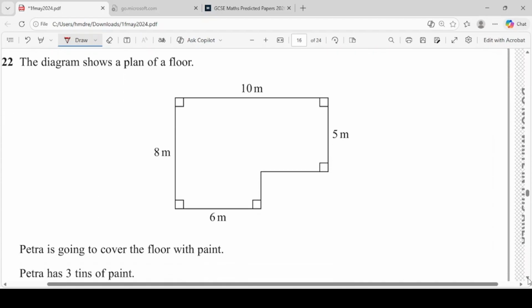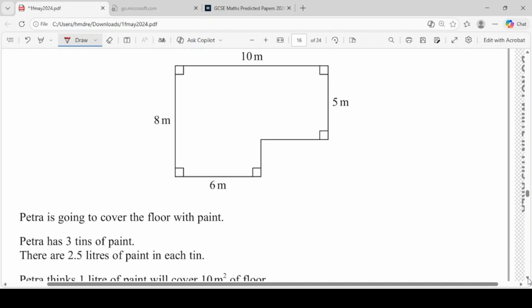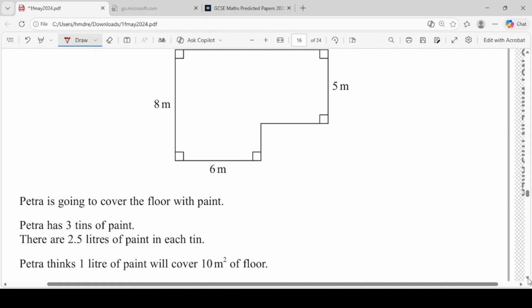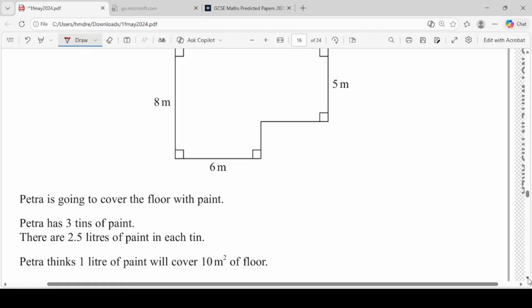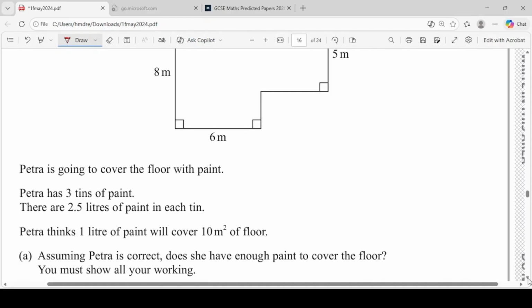The diagram shows a plan of the floor. Peter is going to cover the floor with paint. He has Petra. She has 3 tins of paint. There are 2.5 liters of paint in each tin. Petra thinks 1 liter of paint will cover 10 square meters of floor. Assuming Petra is correct, does she have enough paint to cover the floor? You must show all your working.